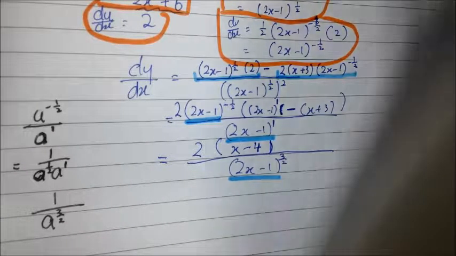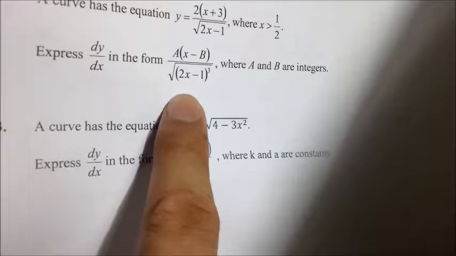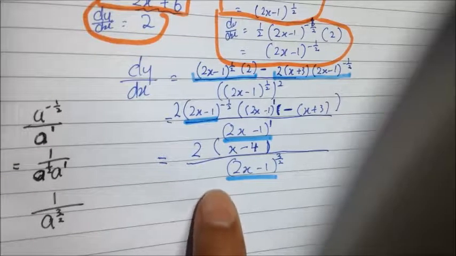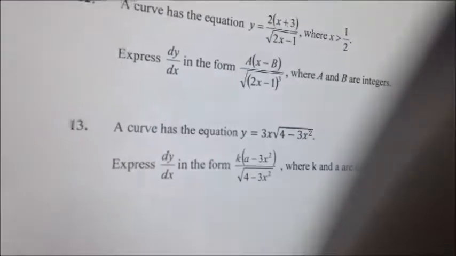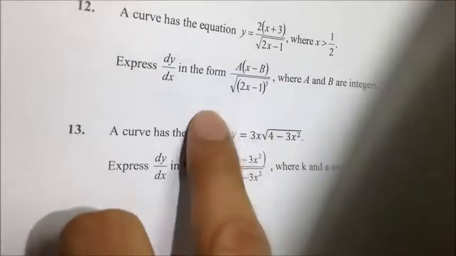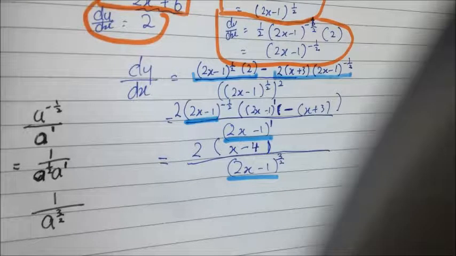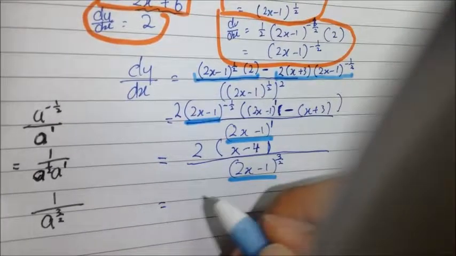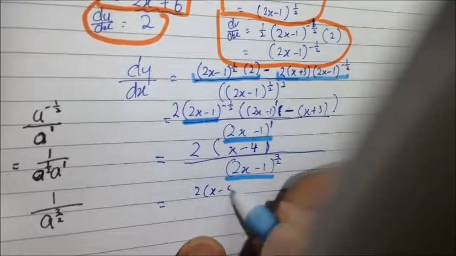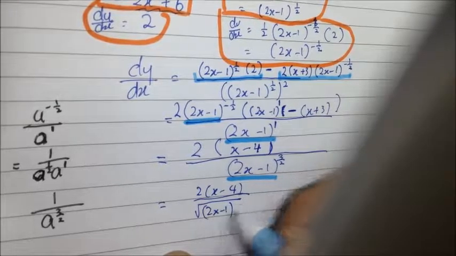Now, look at the question. The question says, express dy dx in this form. So is it the answer already? Go back to the first step. Is it the answer already? Look at the question. This is cube, this is square root. This is just cube, 3 over 2. So you will change this back to cube and then square root. Follow? So just write one final step. Equal x minus 4 over square root of 2x minus 1 cube.